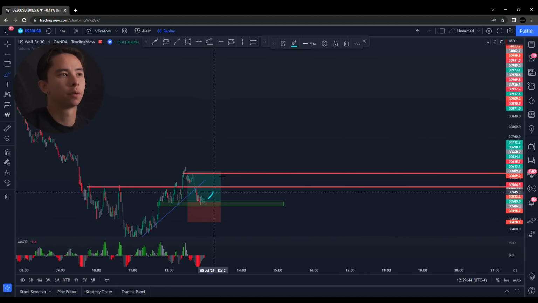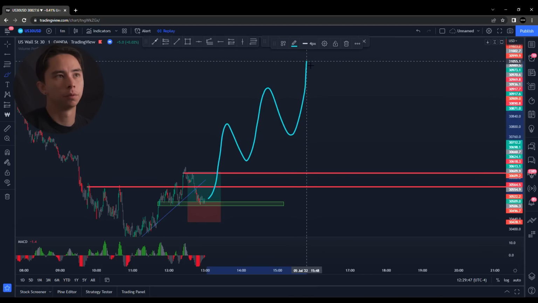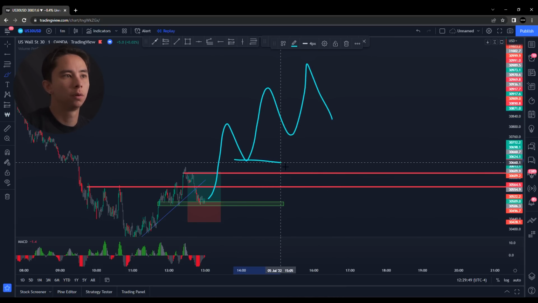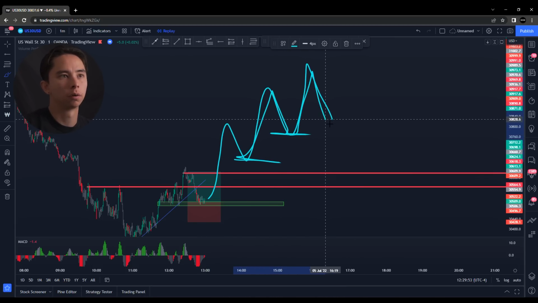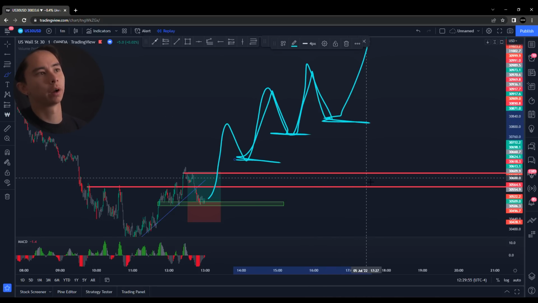That's why price is always moving up and coming down. It's coming down to grab some more orders to move higher, to come down and grab some more orders to move higher.